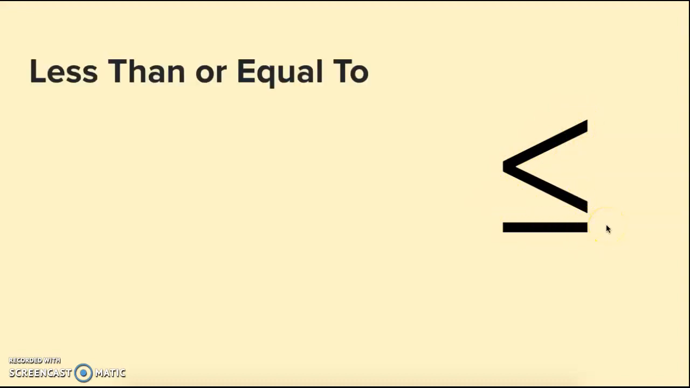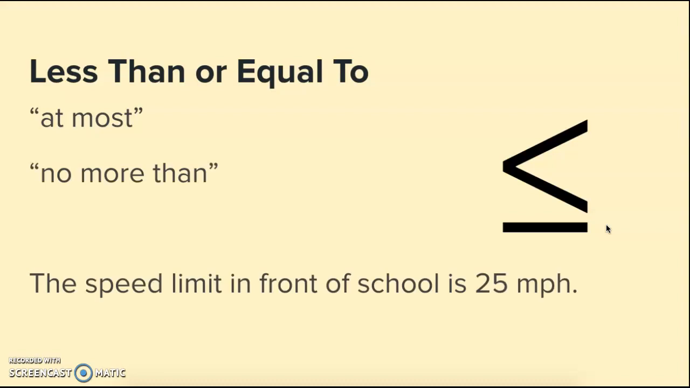The opposite of this sign is less than or equal to. Again, less than makes that L with the half an equal sign. Other words for this one would be at most or no more than. An example is speed limits. The speed limit in front of school is 25 miles per hour. That means if you are legally following the speed limit, you can drive 25 miles per hour at your maximum speed, or you can drive less than that. It would be legal to drive 20 miles per hour. You should not drive 50 miles per hour out in front of school. You would get a ticket for that.